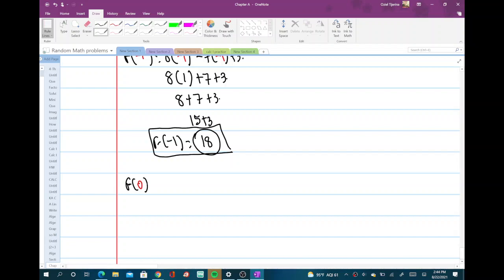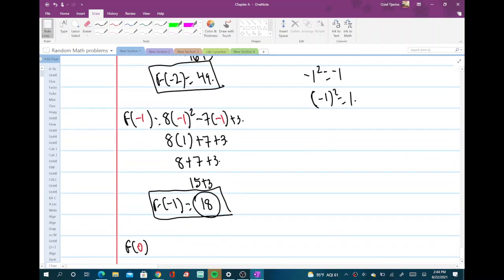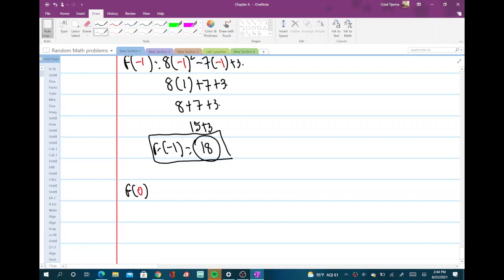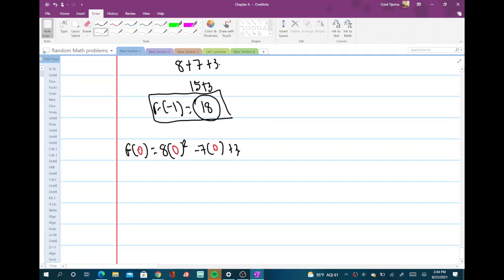But for some of us who are barely starting, or who don't remember a lot of algebra, we want to make sure that we do it the way that we've always been taught. So have 8 times 0 squared, and then minus 7 times 0 plus 3. So then we have 8 times 0 squared, that's 8 times 0. And then we have 7 times 0, that's just going to be 0. And then plus 3, right?